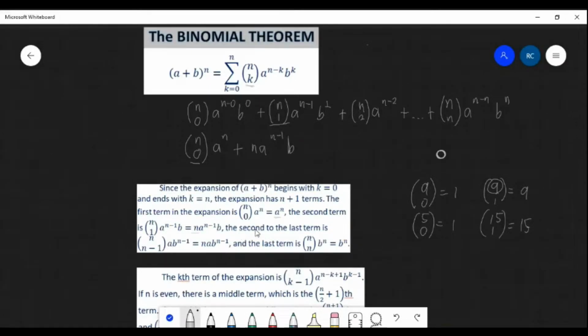Next. The second to the last term is n combined n minus 1 times a times b raised to n minus 1. Okay. I did not write it here, but the answer here is that a times b raised to n minus 1. For example, 9 combined 8. What is the answer?